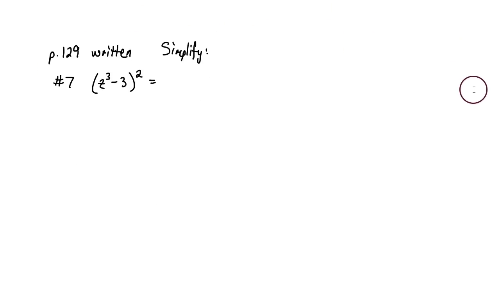Then, page 129, let's square this binomial. The fast way to square a binomial is to square the first term. We get z to the 6th. Then double the product of the two terms. When you times these together, it's negative 3z cubed. When you double that, you get negative 6z cubed. And then square the last term. A negative 3 squared is a positive 9.